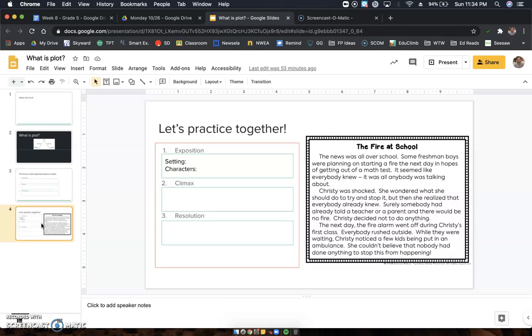What we'll do is we will take this, we'll continue to work on it tomorrow, and we'll kind of try to figure out plot and how it works with Holes. Can we decide what the plot is? And things like that. Okay?